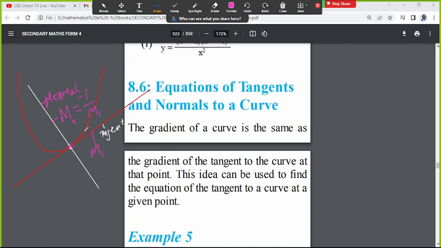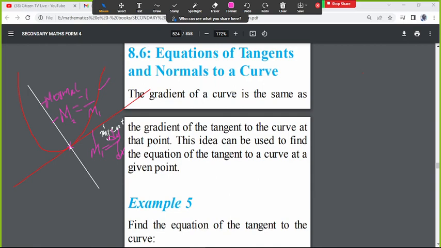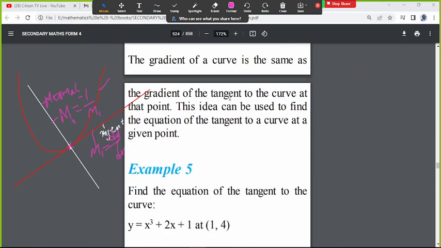Now, in many of the equations we are going to attempt, we are not going to draw a curve. We are going to go straight, where the gradient of this tangent is equal to change in y over change in x. That is the derivative of the equation of the curve. Now let's start off with our first example. As we can see, the gradient of a curve is the same as the gradient of the tangent to the curve at that point. This idea can be used to find the equation of the tangent to a curve at a given point.